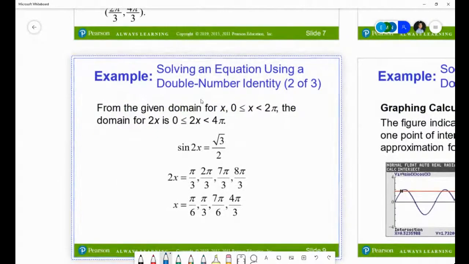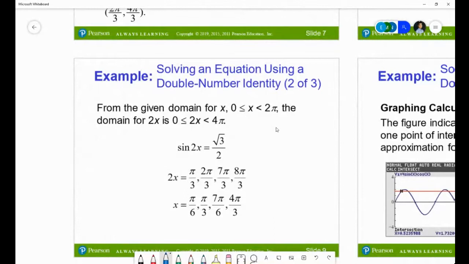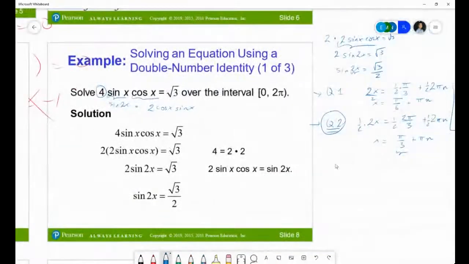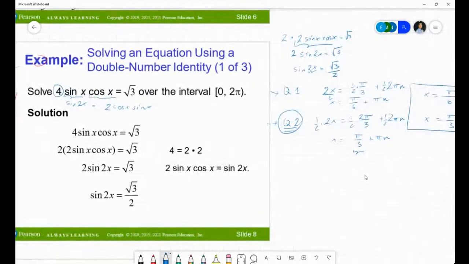Would the way that we solved that have changed if it wasn't an equality, but it was an inequality, where it was greater than or less than root 3? Yes. For equality, you're going to have points. For inequality, you're going to have intervals. Does that make sense? Yes. Because for equality, you're finding the zeros when it touches the x-axis. But for inequality, you're finding the interval where it is above the x-axis. Okay.